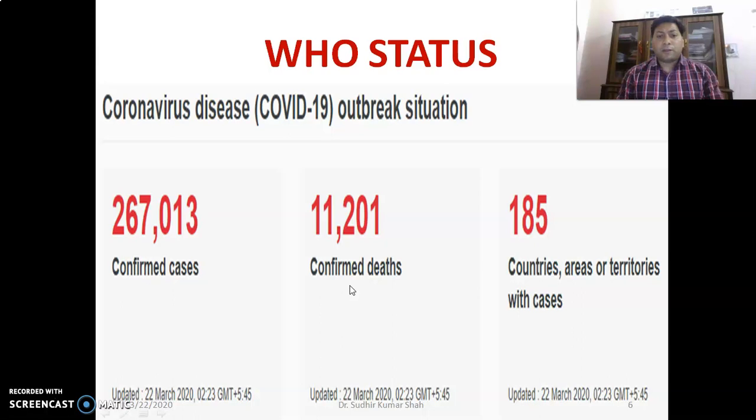Now, the World Health Organization's status of coronavirus disease outbreak up to now, 22nd March, there are around 267,013 confirmed cases due to coronavirus disease, and among them, around 11,201 confirmed deaths due to this infection or disease. And this disease has been reported from around 185 countries. And the good thing is that around 70,000 cases have recovered from these infections till now.